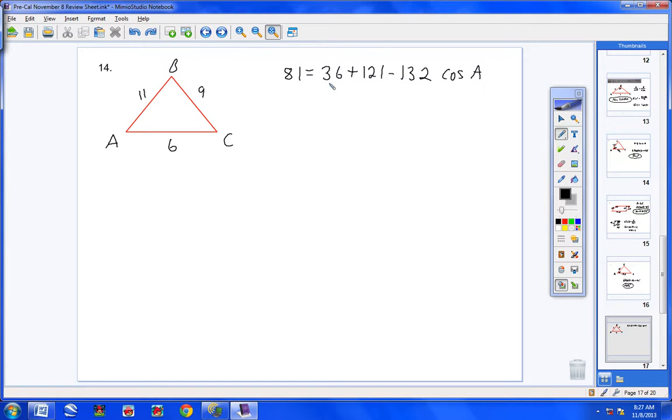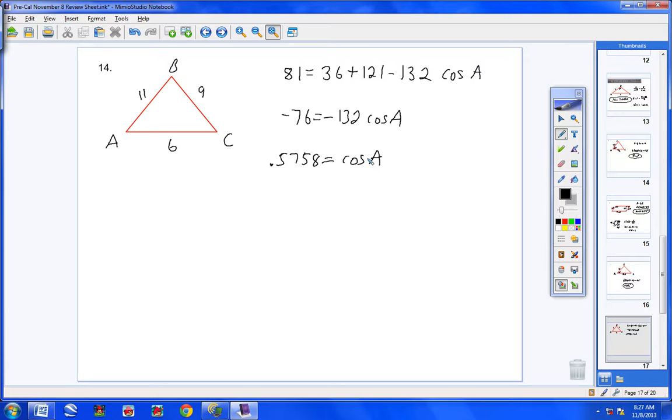It must stay together, but I can definitely bring 36 over and make it negative, bring the 121 over and make it negative, and that would give me, if I do this correctly, negative 76. So negative 76 equals negative 132 cosine of A. And now let's divide both sides by negative 132. Negative divided by a negative is positive, and you get 0.57575757. So 0.5758 equals cosine of A.